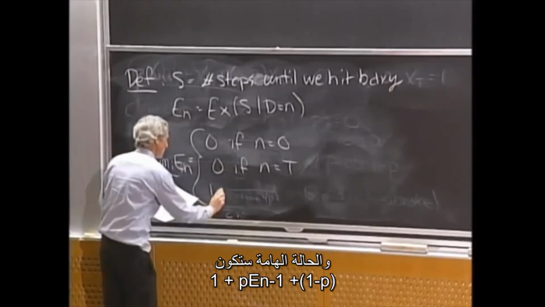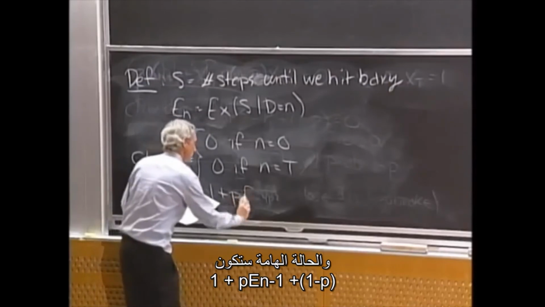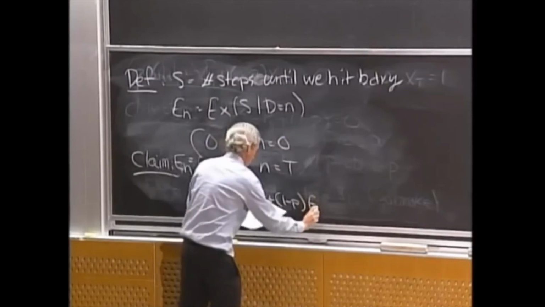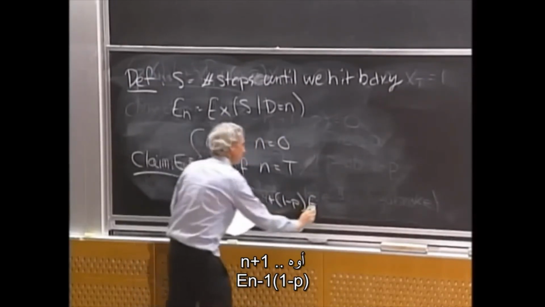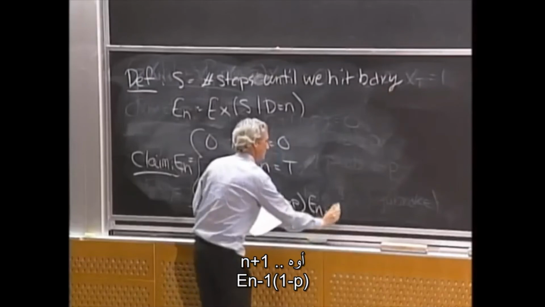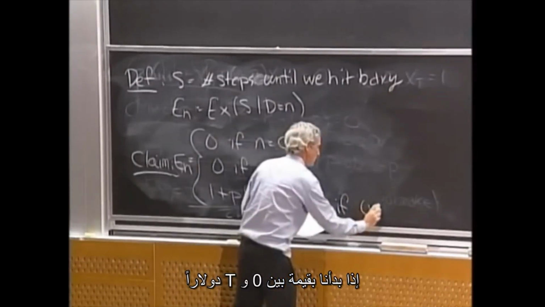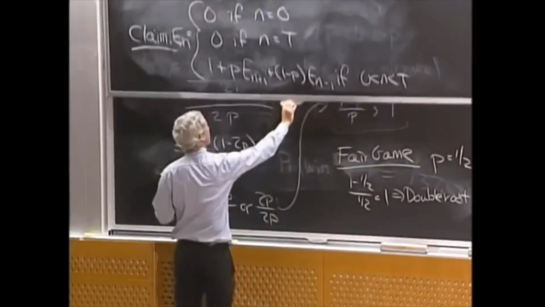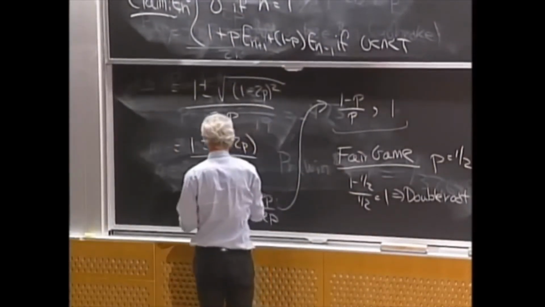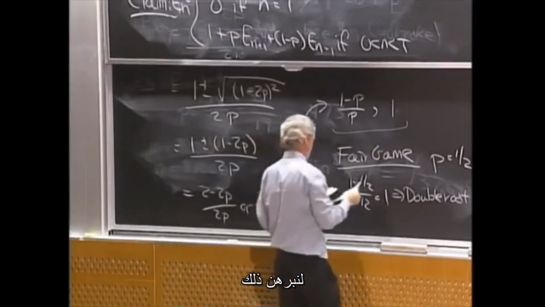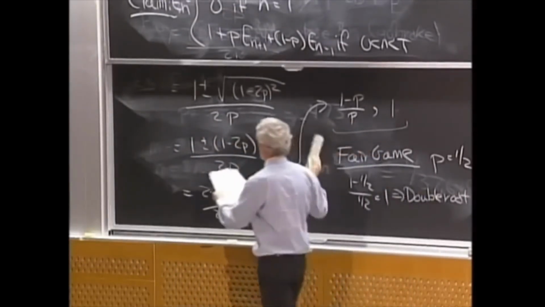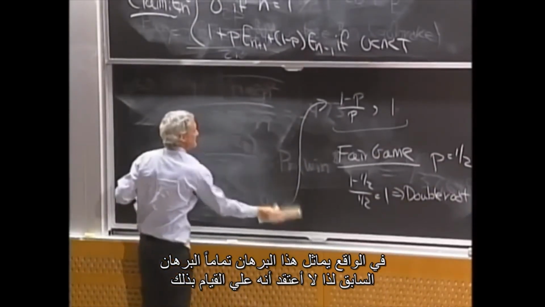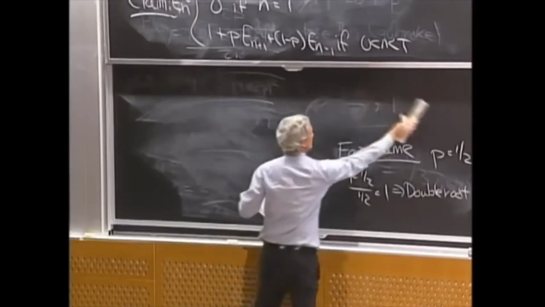And the interesting case will be it's 1 plus p times E_{n+1} plus (1 minus p) times E_{n-1}, if we start with between 0 and t dollars. Okay. So let's prove that. Actually, the proof is exactly the same as the last one, so I don't think I need to do it.